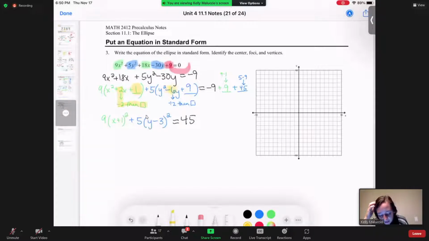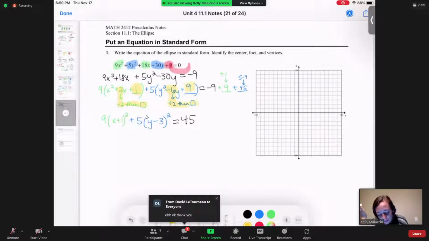Same thing here. I take this number, divide by 2. I mean, technically it's -3. Then I square it. That's the number I add here. Yeah, 1 and 9.